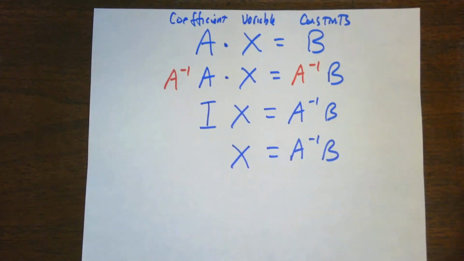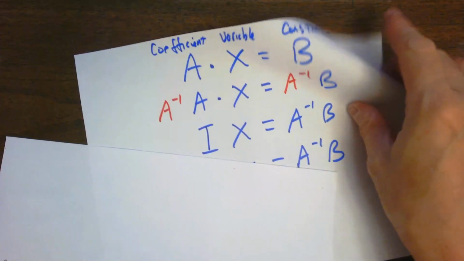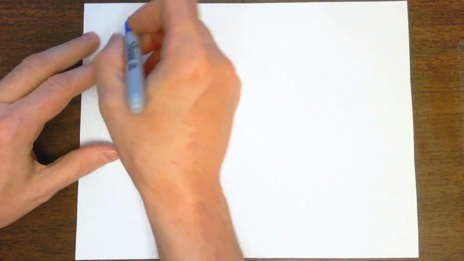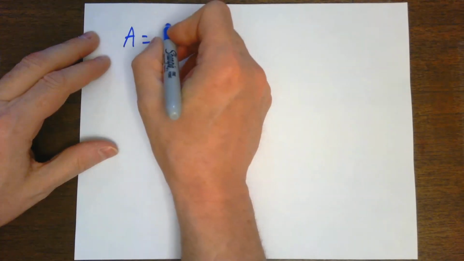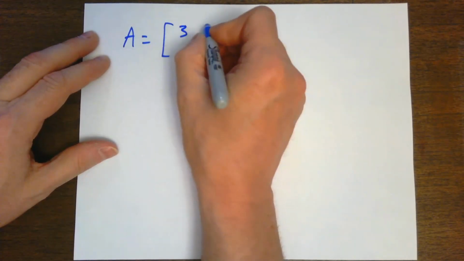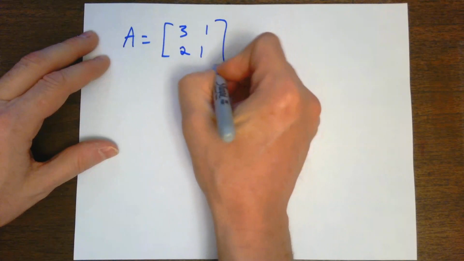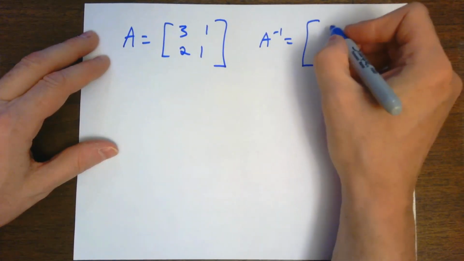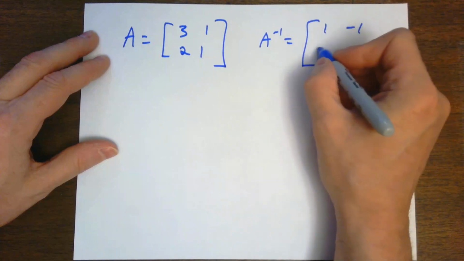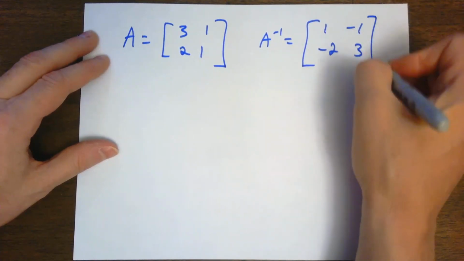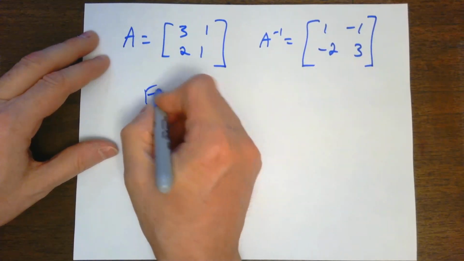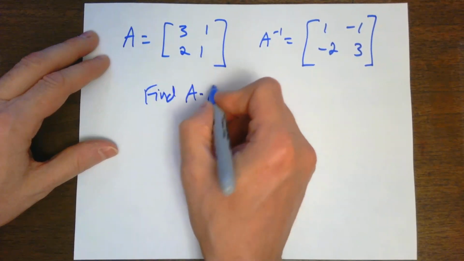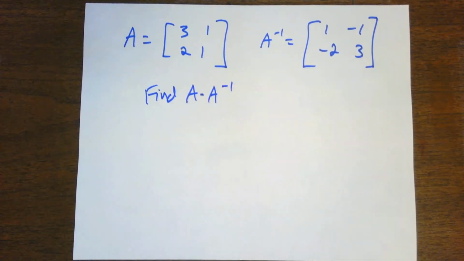All right, so I'm going to give us two matrices here, and I'm going to tell you ahead of time that they are inverses of each other. So I'm going to give you matrix A, which is the matrix 3, 1, 2, 1, and matrix A inverse, which is the matrix 1, negative 1, negative 2, 3. And I want you to find A times A inverse.